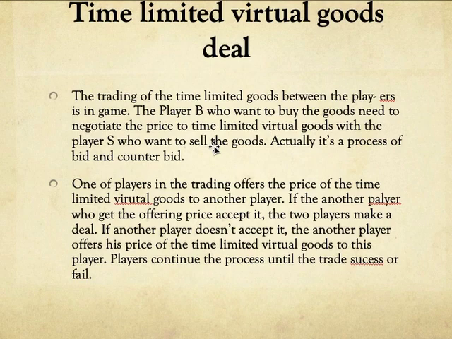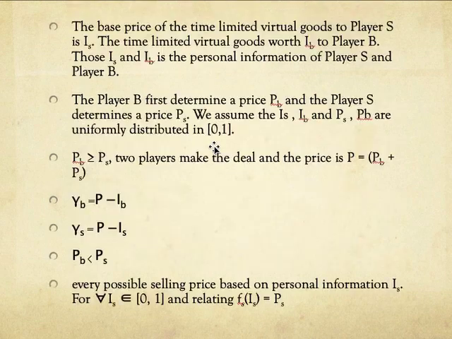The player B who wants to buy the goods needs to negotiate the price of the time-limited virtual goods with the player S who wants to sell the goods. Actually, it's a process of bid and counterbid. One player offers a price for the goods to another player. If the other player accepts it, the two players make a deal. If not, that player will offer his own price to the player who wants to buy it, and the players continue the process until the trade succeeds or fails.